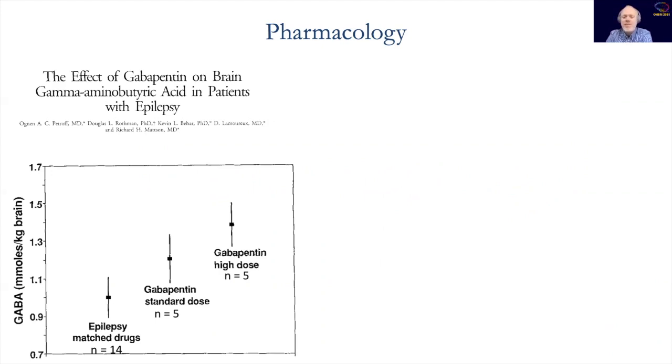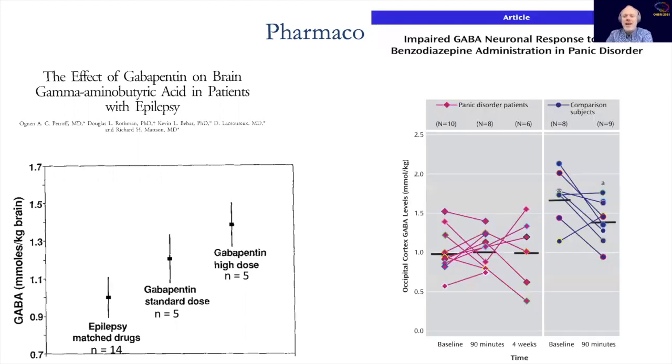In this study, gabapentin was given to epilepsy patients in 2 separate doses compared to those taking other epilepsy drugs. GABA levels were shown to be higher by about 50% in those patients on high doses. Sequential measures before and after gabapentin showed increases in GABA as well. But some abnormalities in the GABA system allow for abnormal pharmacodynamics.